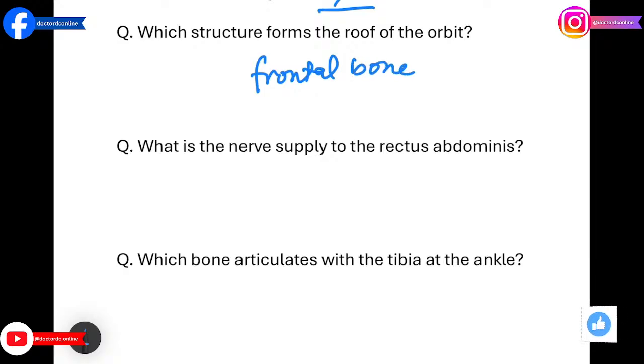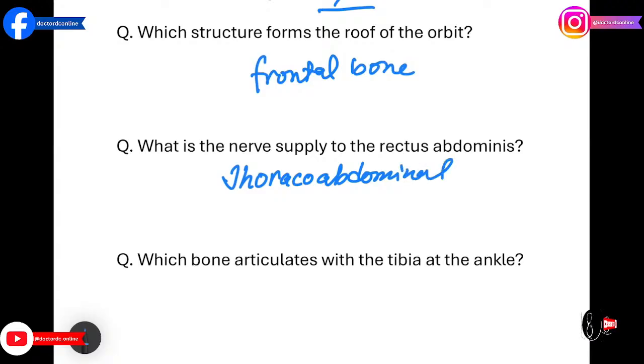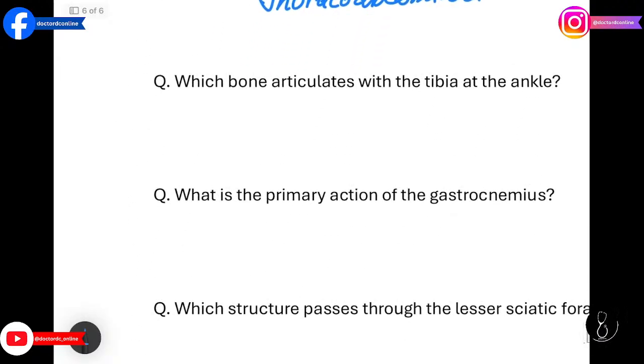Its orbital plate separates the orbit from the anterior cranial fossa. The next question is, what is the nerve supply to the rectus abdominis? And the answer is thoraco-abdominal nerves T7 to T12. These nerves innervate the anterior abdominal wall muscles.